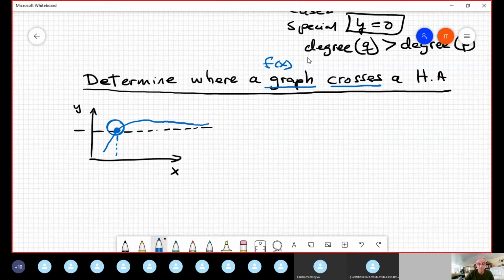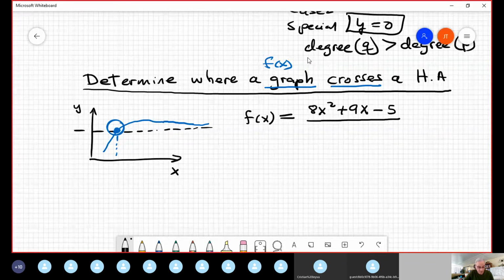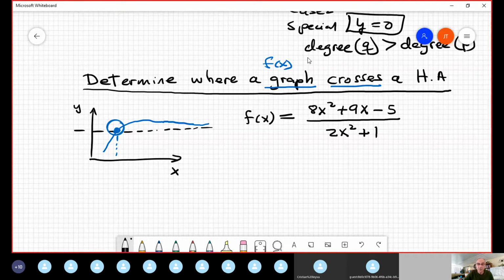So I bring one example to illustrate this idea very well. Look, suppose the function like that. Suppose the function I want to call f of x equals 8x squared plus 9x minus 5 divided by 2x squared plus. Now again, my two traditional questions. Do we have one or not?